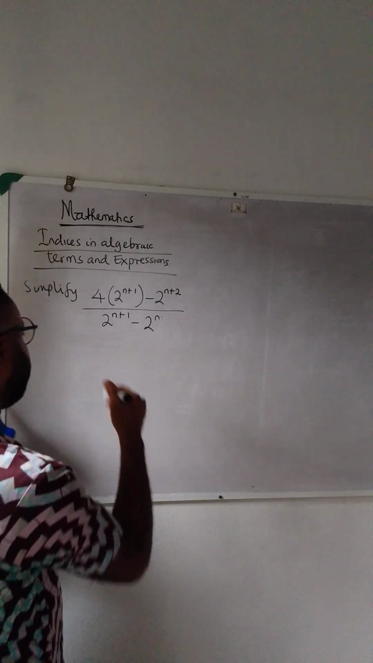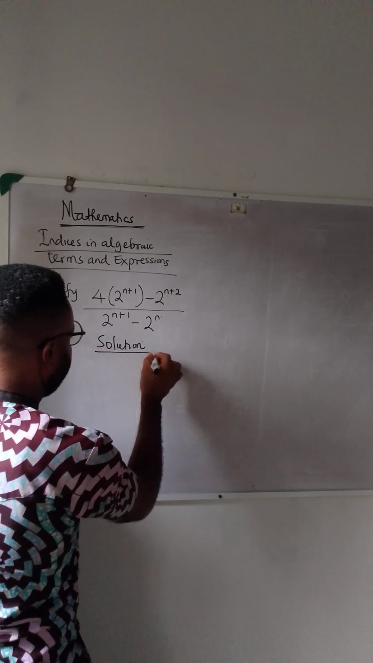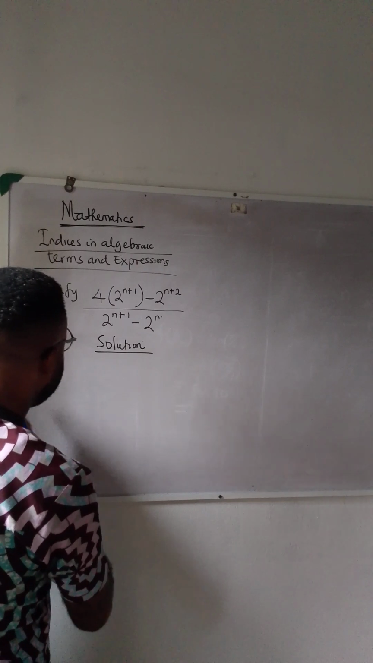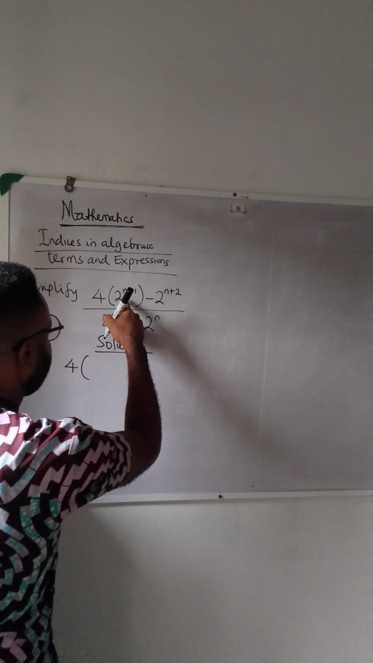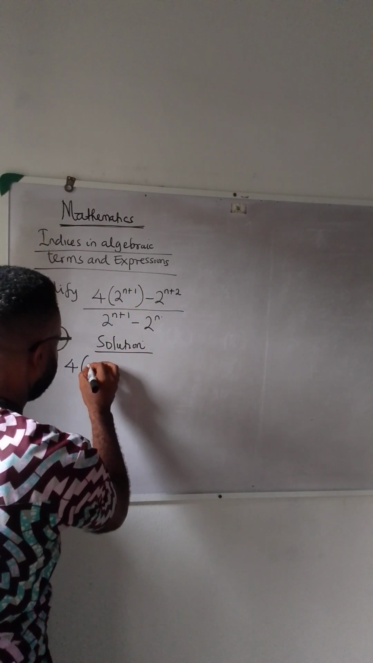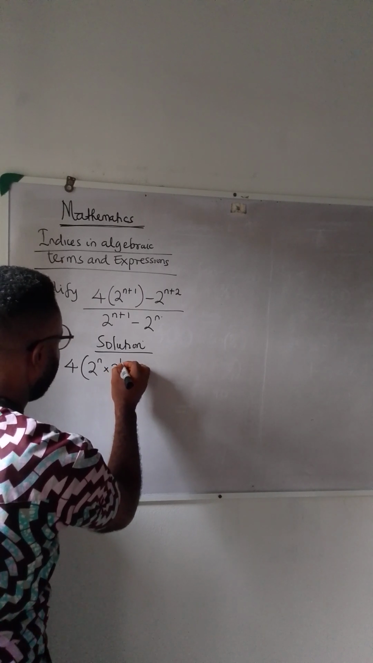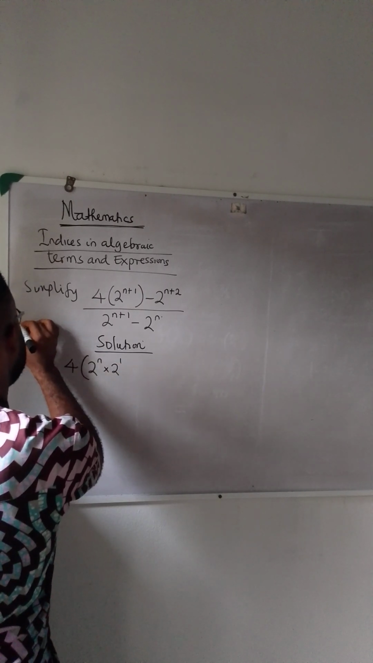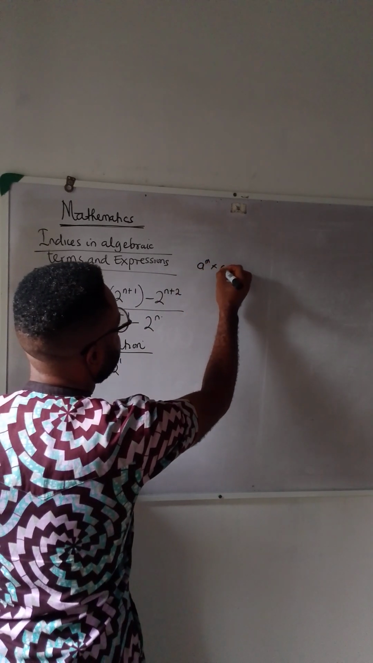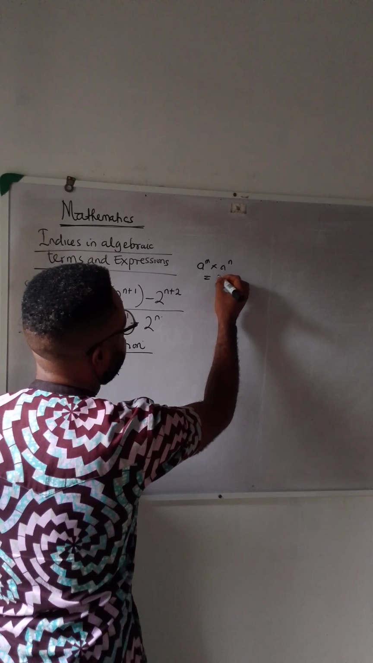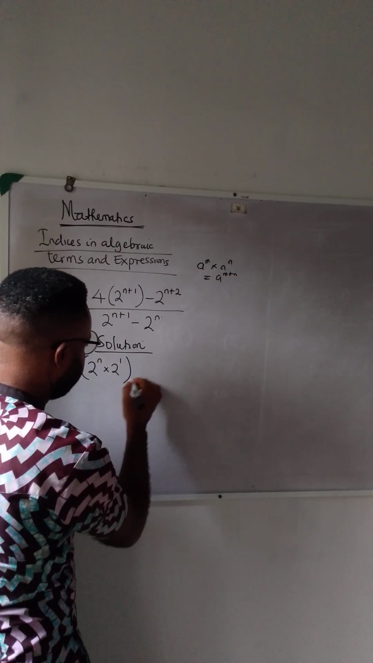So if you understand your laws of indices properly, 4 into 2 raised power n plus 1 is the same thing as saying 2 raised power n times 2 raised power 1, from the law of indices that says that a raised power m times a raised power n is the same thing as a raised power m plus n. So we are done with that.